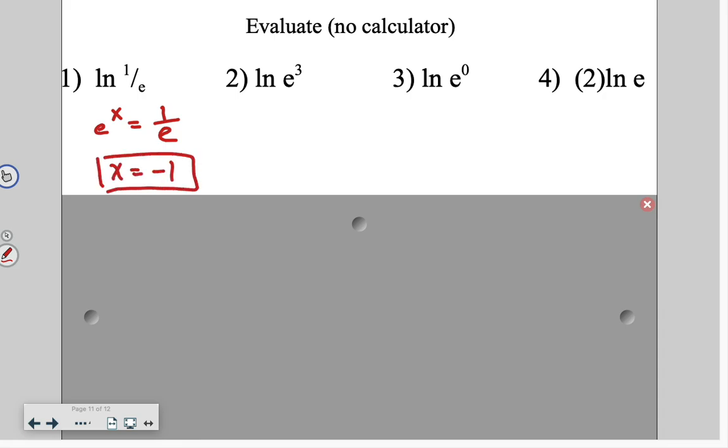How about number 2? This one should be quick, hopefully. It's just a property. Yep, there it is. Number 3 should be quick. What is it? 0. There it is. And number 4 is a little bit like what we did earlier. What's the answer to this one? It is 2. Because natural log of e is 1 times the 2 that's out front. So the answer is 2.